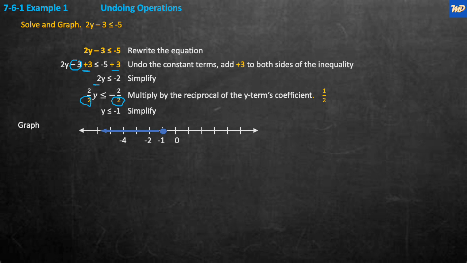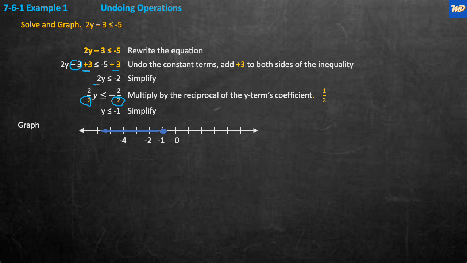So graphing it, the inequality says that y is less than or equal to negative 1. So we go down to the graph, and we find negative 1 on the graph, and it happens to be right here. And I put a dot on the negative 1. That's because it says less than or equal to, and when it's equal, it means include the number.